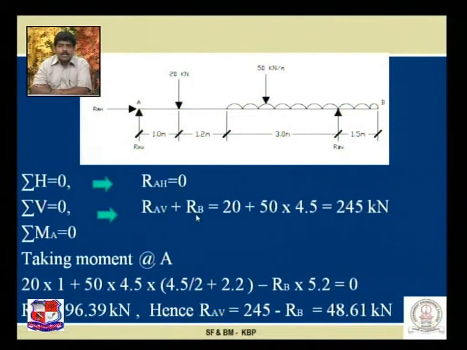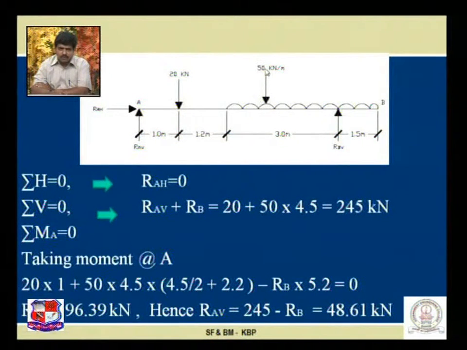To find out the individual reactions, we have to take a moment at a certain point. So now let us take a moment about point A, which is equated with 0, that is sigma MA is equal to 0. So RAH into 0 is 0, RAV into 0 is 0. Why? Because the perpendicular distance is 0. Now the first force, this 20 into 1, is plus sign because it creates a clockwise moment, 20 into 1.